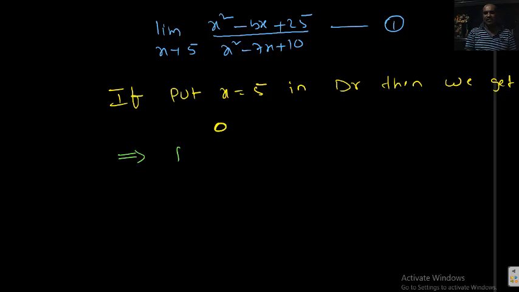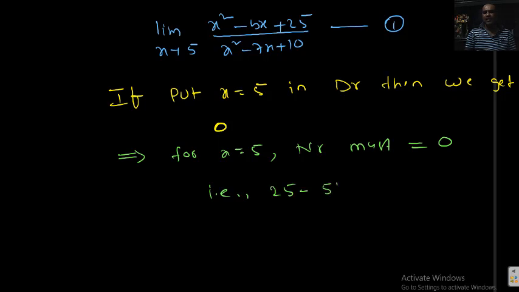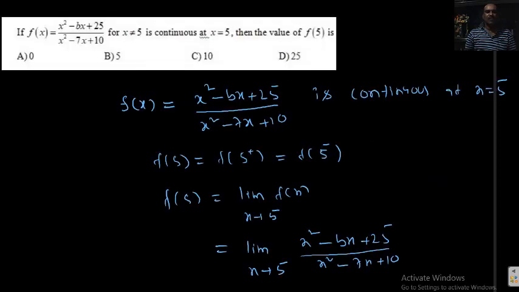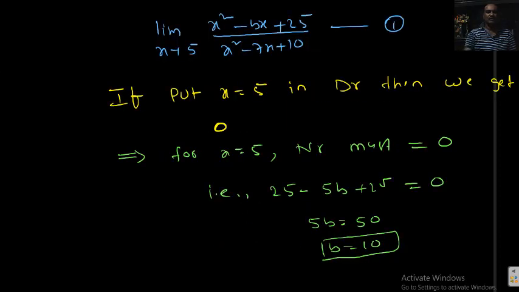This implies for x equal to 5, the numerator must equal 0. That is, 25 − 5b + 25 should be 0, or 5b equals 50, or b equals 10. Now I got the b value as 10. What do you want now? Actually f(5) you want, the limiting value you want.